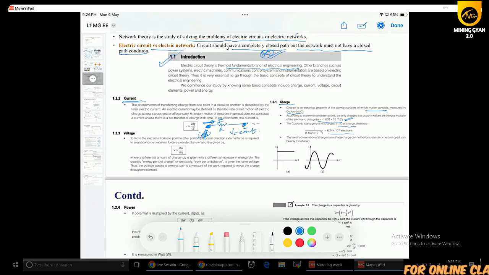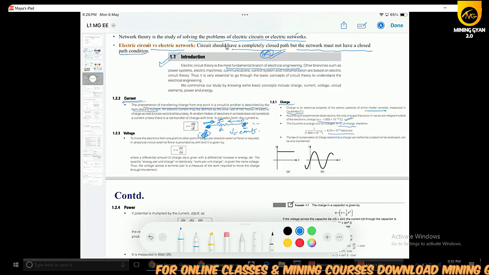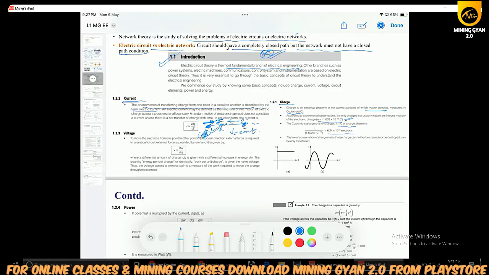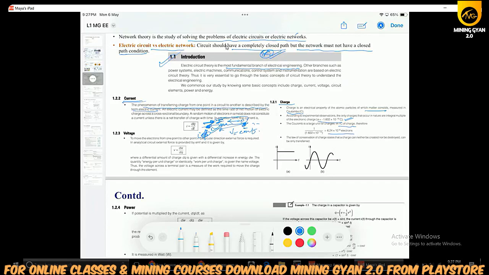The phenomenon of transferring charge from one point in a circuit to another is described by the term electric current. If the electron is flowing in this direction, then the current will flow in the opposite direction, and this is the basic convention in electrical engineering. Please remember this convention.